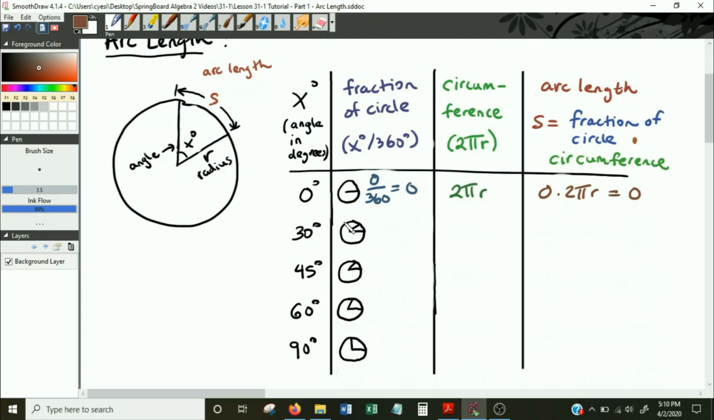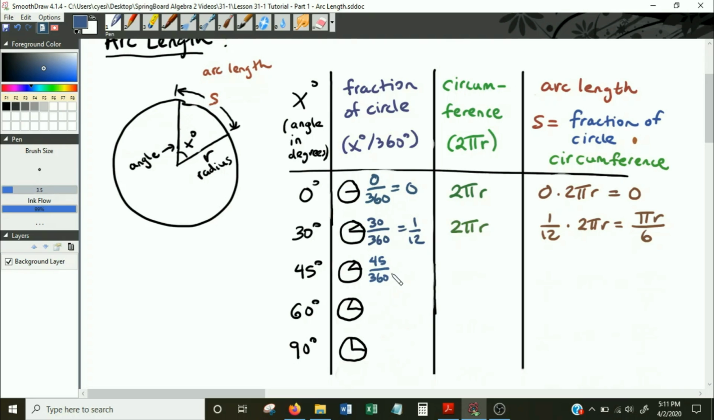That makes sense. So let's now do it for 30 degrees. For a 30-degree opening, it's going to be 30 over 360, which is 1/12. And once again, the circumference is 2 pi r. So the arc length is going to be 1/12 times 2 pi r, which is pi r over 6. That's the arc length when there's 30 degrees of an opening. So as you can see, this is the pattern we're doing. We're finding the fraction, multiplying it with the circumference, and then getting the arc length. So I'm going to quickly go through the rest of these.